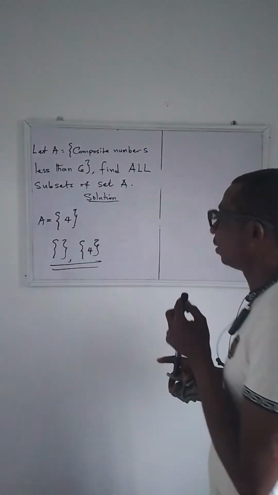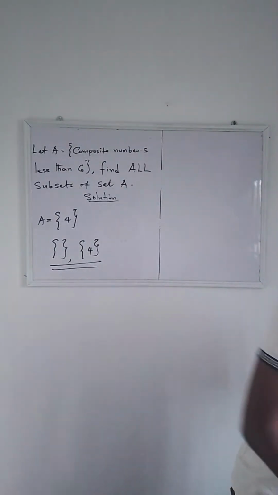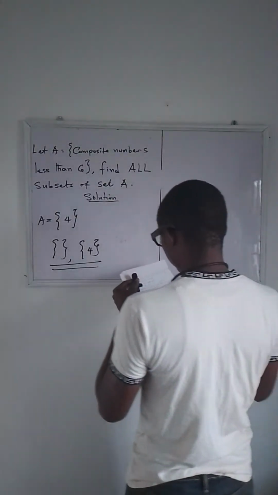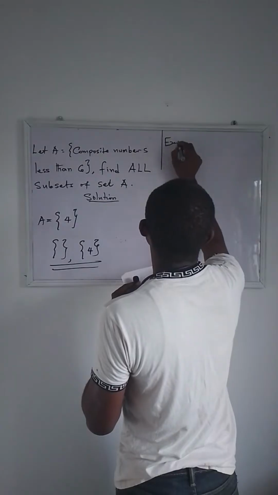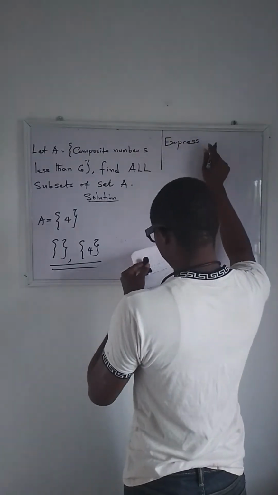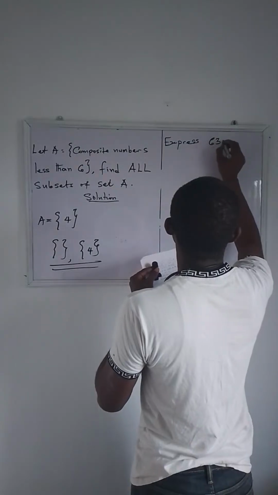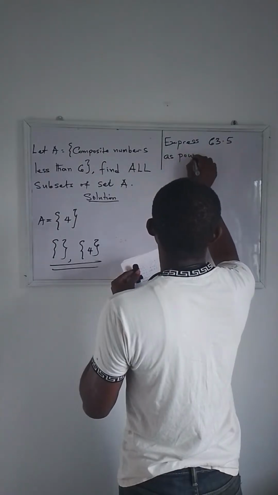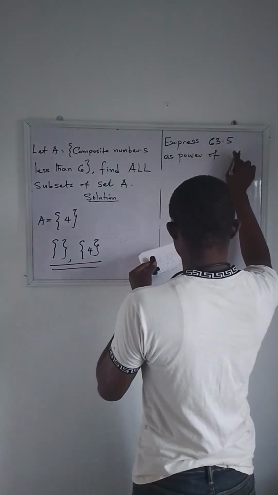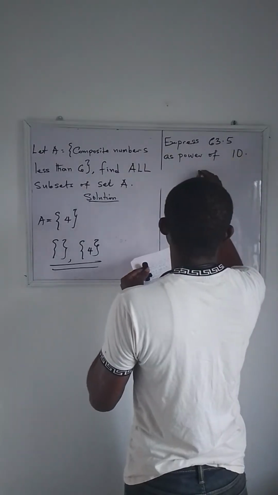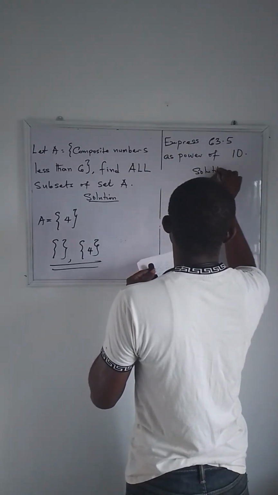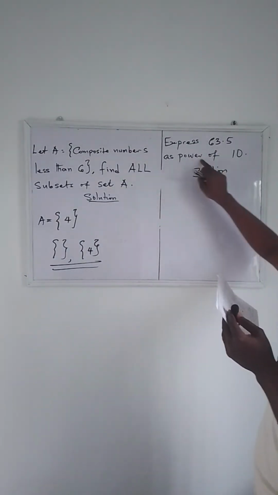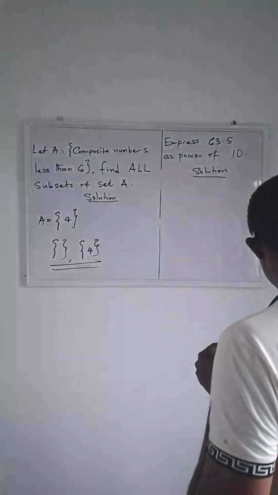Now we are going to move down to another question on logarithms. Express 63.5 as power of 10. So now let's look at this question. Express 63.5 as power of 10. So how do you do this?